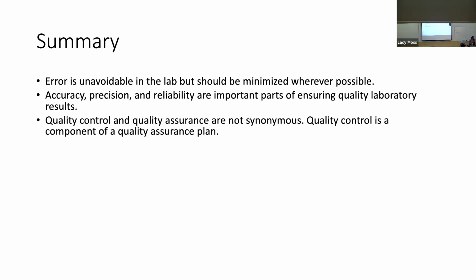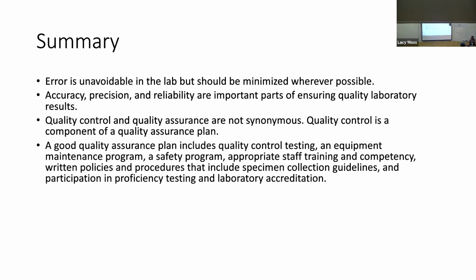And then you have quality control and quality assurance. They're not synonymous. Quality assurance is like the overarching umbrella that quality control falls into. So quality control is a component of a quality assurance plan. It's basically little soldiers on the ground making sure the plan is working. And then a good quality assurance plan includes QC testing, equipment maintenance, a safety program, staff training and competencies, written policies and procedures that include specimen collection guidelines. That's only as good as the people up there actually collecting the specimen. So you might have to do training of the people collecting specimens. And then participation in proficiency testing and laboratory accreditation.